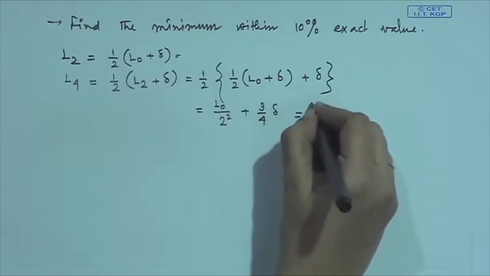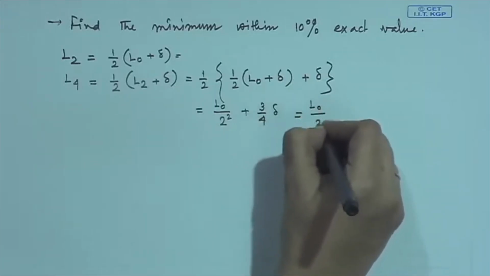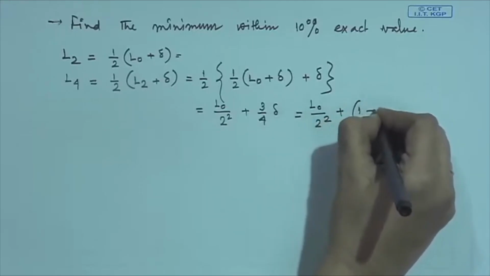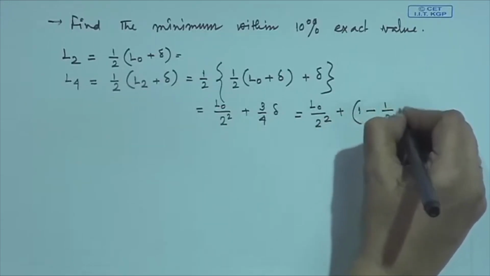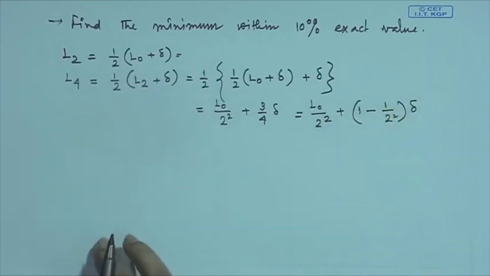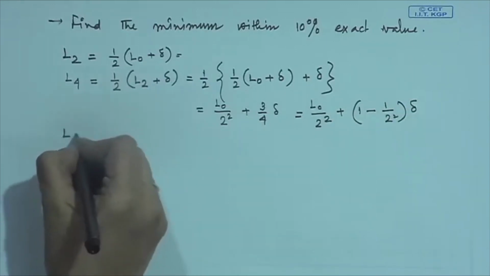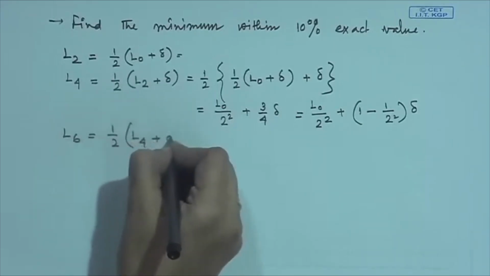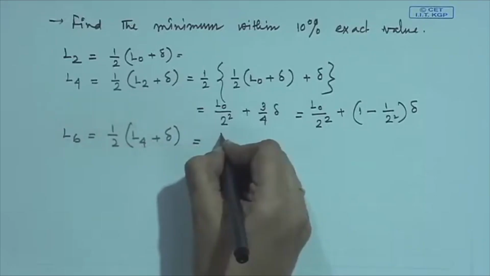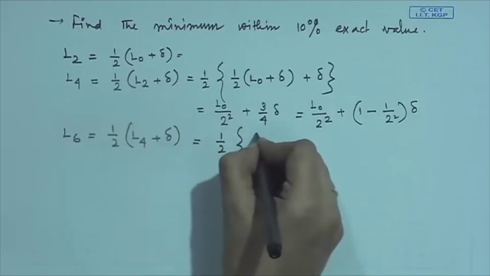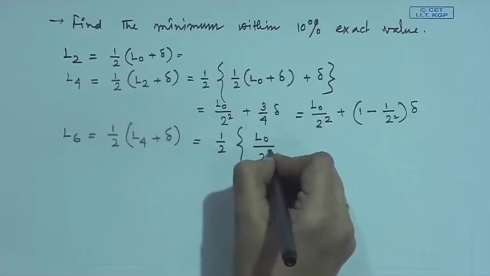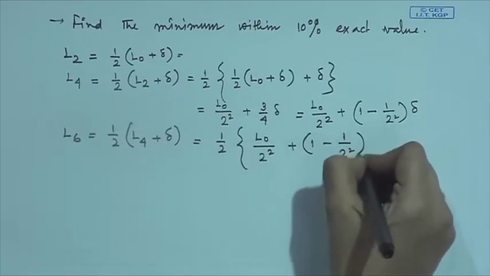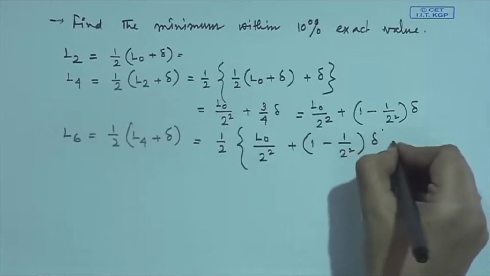That can be written as, actually why I am doing this simplification, because I will get a nice pattern from here. I can write it as 1 minus 1 by 2 square delta. Alright. Going further, L6 is half L4 plus delta, this is equal to half L naught by 2 square plus 1 minus 2 square delta plus delta.